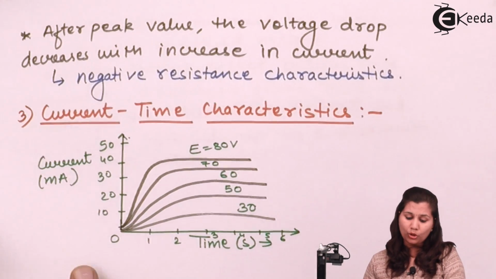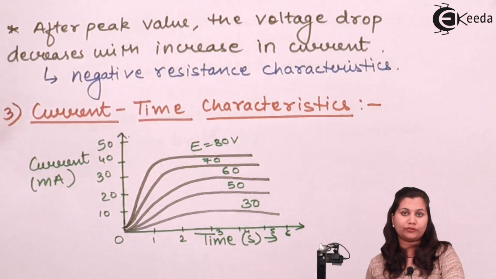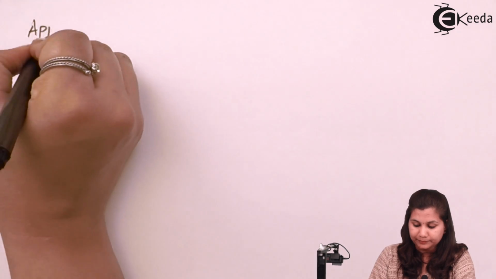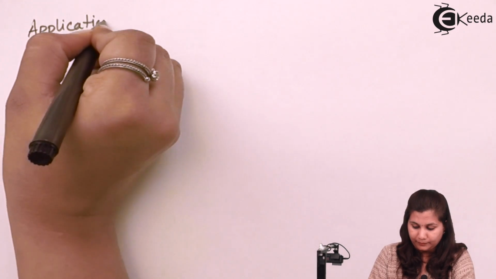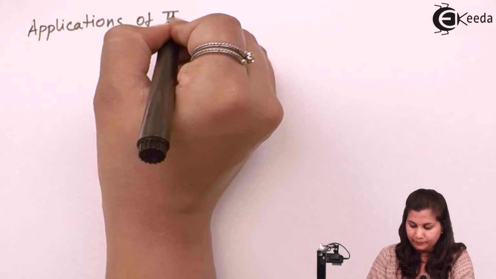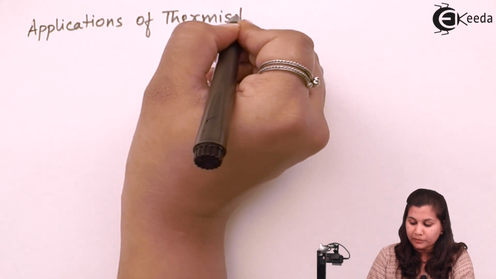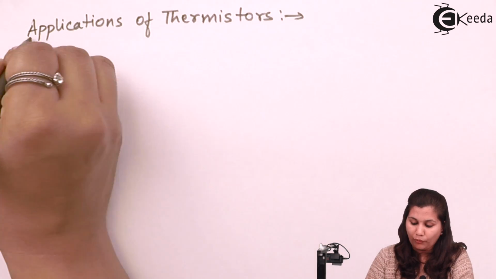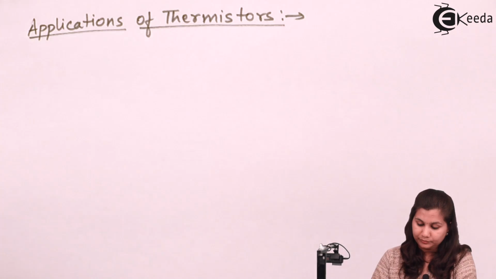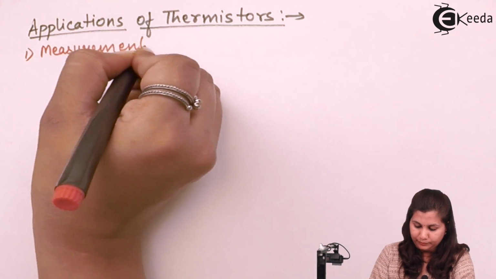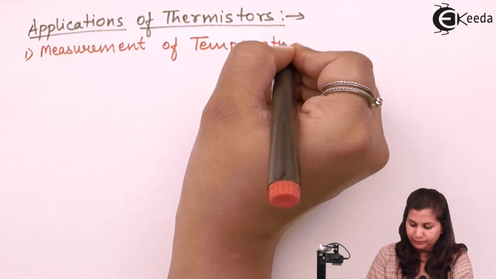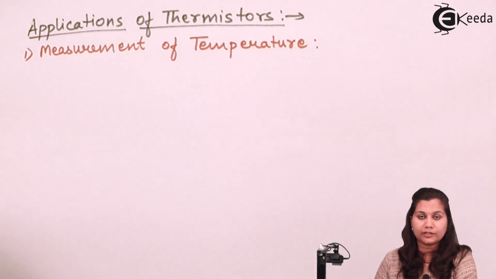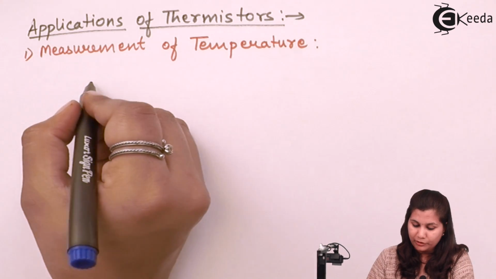Okay. So these are the three types of characteristics of the thermistor: resistance temperature characteristics, voltage current characteristics, and current time characteristics. Now let us see some of the applications of thermistors. The first application of thermistor is the measurement of temperature. Let's see the circuit for this, how the temperature can be measured with the thermistor.